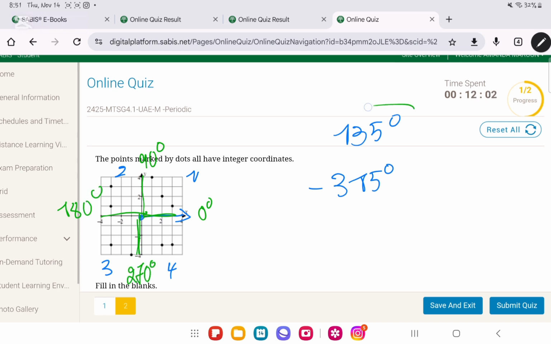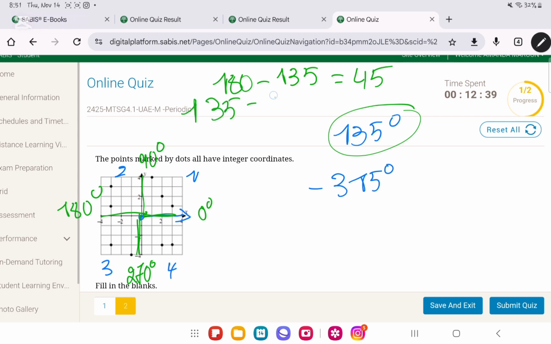So if we're talking about 135, it has to be between 90 and 180. Now, to find where to put it exactly, very simply, you're going to do 180 minus 135. It's going to give you 45, okay? And then you're going to do 135 minus 90, it's also going to give you 45. That means it has to be exactly in the middle. So this point over here is the coordinates of 135 degrees.